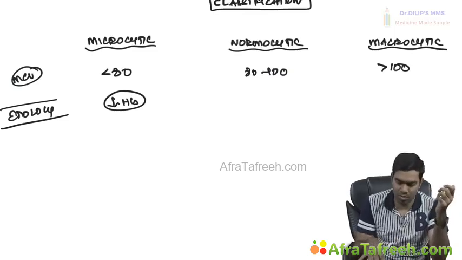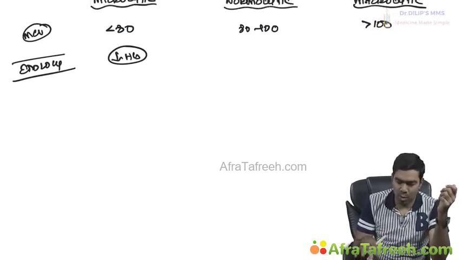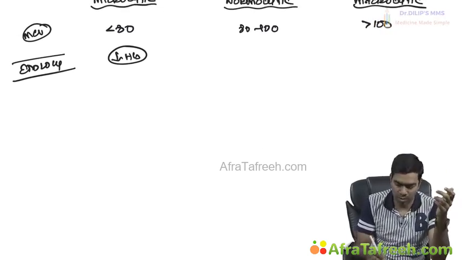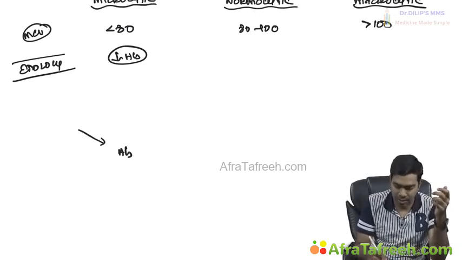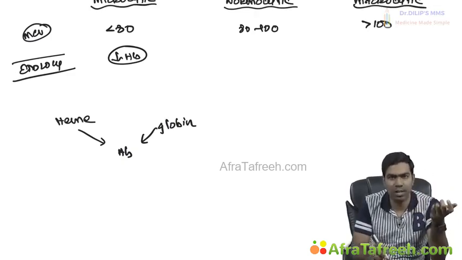The moment you know what all causes the reduced hemoglobin, you can first see where the hemoglobin comes from. If you ask me where the hemoglobin comes from, it comes from two sources. One is the globin and second is the heme. These are the two things that mix together to give the hemoglobin.